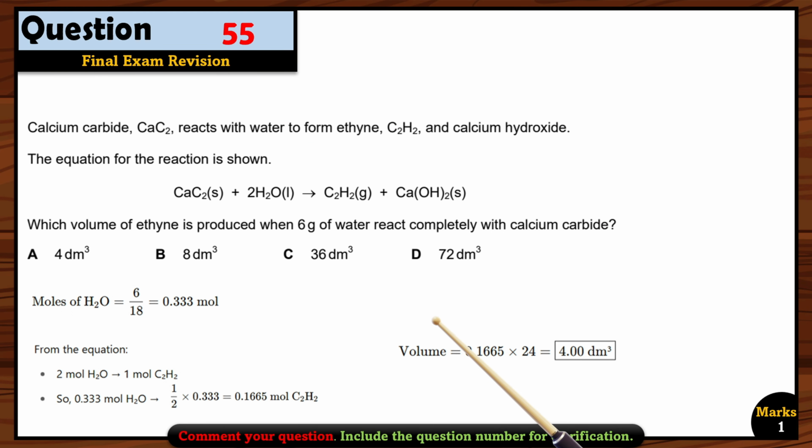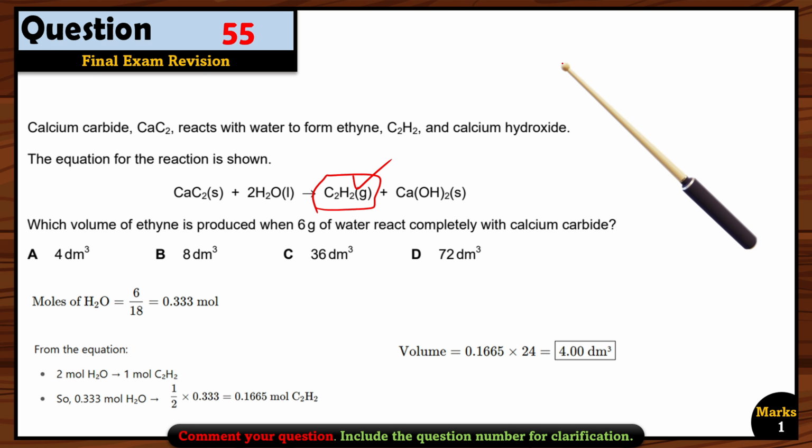Question number 55. Calcium carbide reacts with water to form ethine and calcium hydroxide. The equation for the reaction is shown here. Which volume of ethine is produced when 6 gram of water reacts completely with calcium carbide? Okay. So again, they are asking you for the ethine volume. So this is the volume you have to find, and this is a gas.